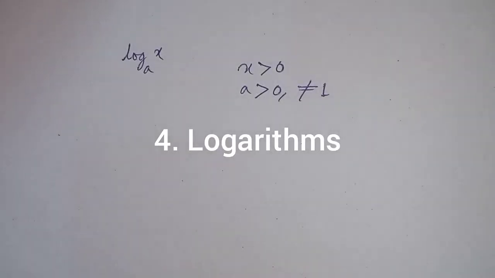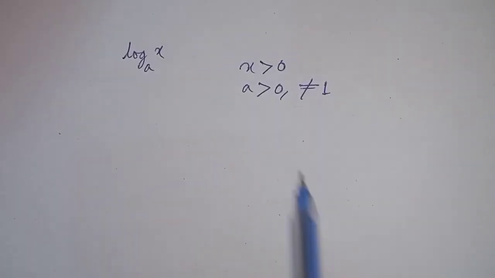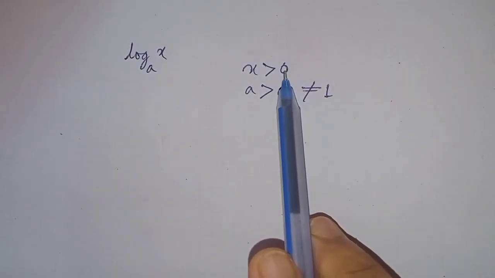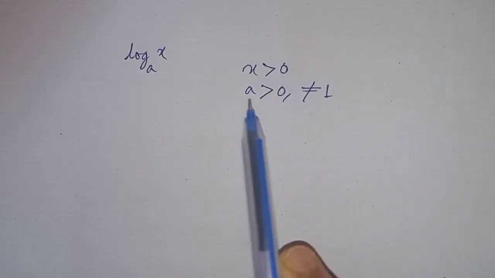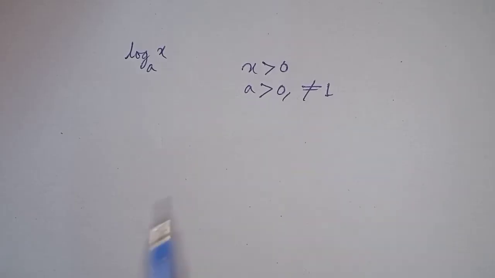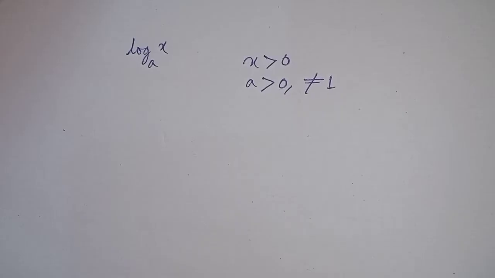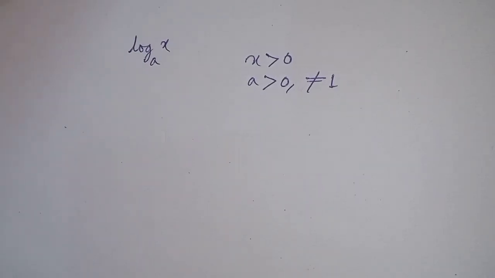The logarithm of x to the base a is defined when x is strictly greater than 0 and the base a is strictly greater than 0 but not equal to 1. While solving logarithm questions, we must always verify our solutions with the condition for the logarithm to be defined.